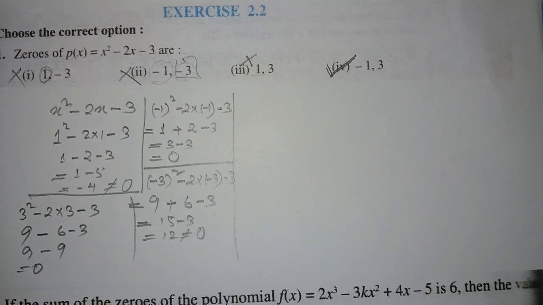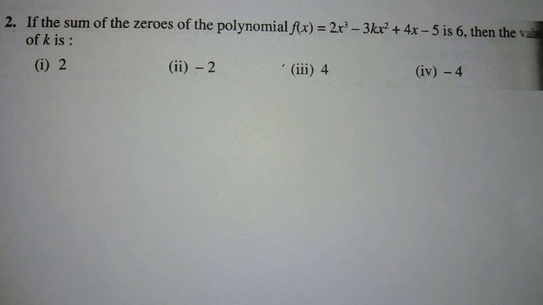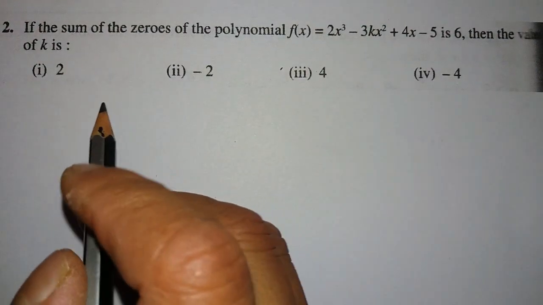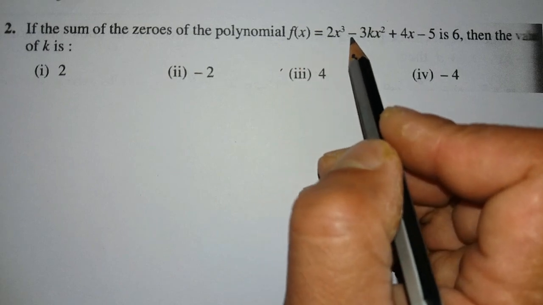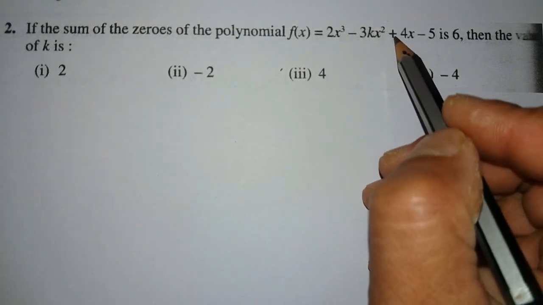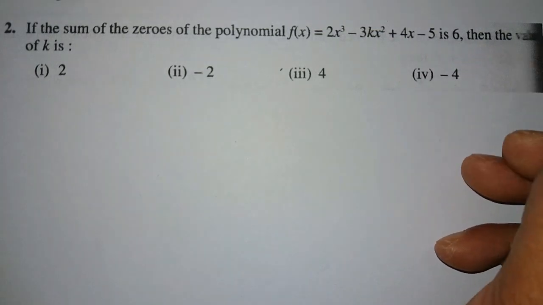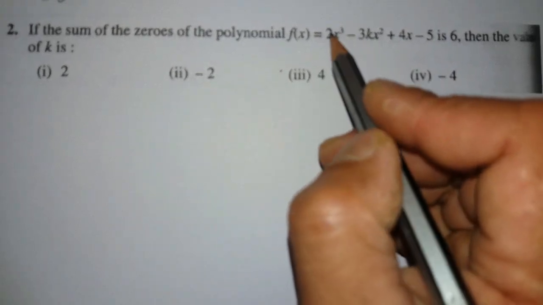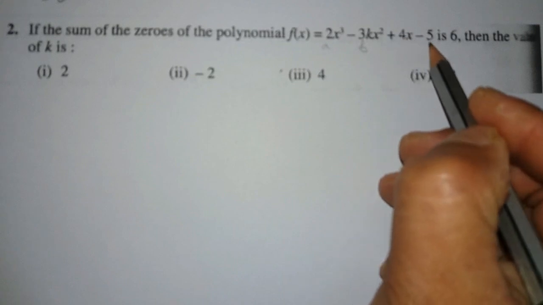Now we're moving into the next question, question number 2. If the sum of the zeros of the polynomial f(x) = x³ − 3kx² + 4x − 5 is 6, then the value of k is... Okay, this is a cubic polynomial, and here a is 1, b is −3k, c is 4, d is −5.